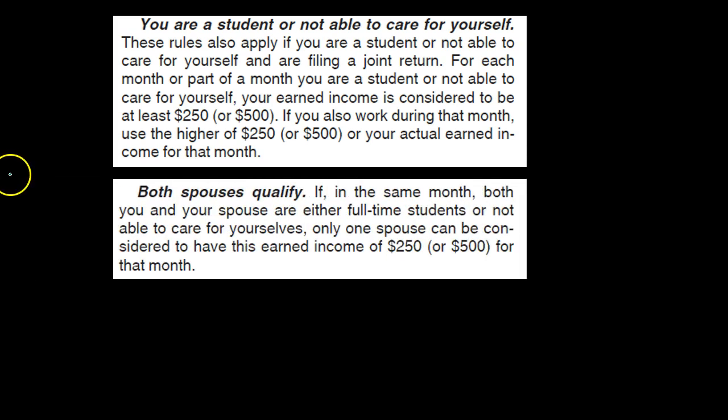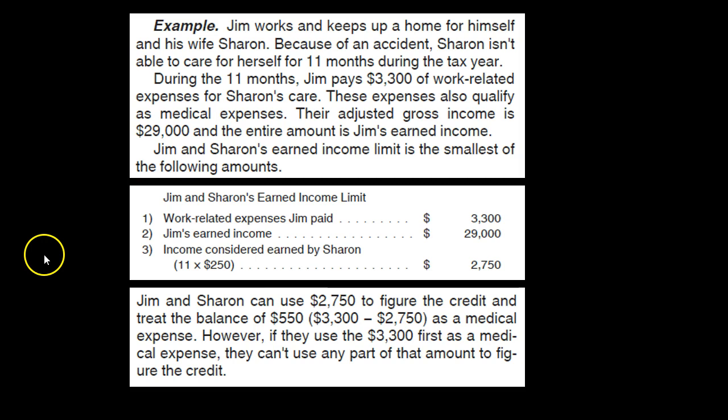Both spouses qualify. If, in the same month, both you and your spouse are either full-time students or not able to care for yourselves, only one spouse can be considered to have this earned income of $250 or $500 for that month. So in other words, if both spouses are full-time students and basically don't have any income, the $250 is not applied to both. It can only apply to one or the other for that month.